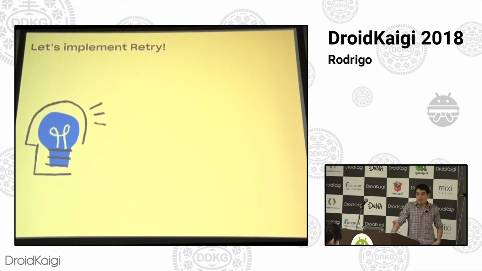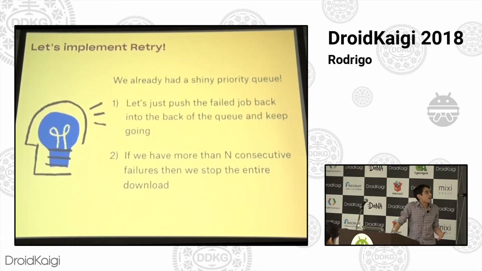OK, so let's implement retry. Well, we already have a shiny priority queue, right? So the only thing that we need to do is push the failed job back to the queue and keep going, right? So you have your 10,000 jobs that you're executing, and if one failed, just push it back to the queue, and let's try. If I get more than 3 consecutive failures, then we say, OK, we actually are out of network, so let's just fail the entire synchronization. So this was super easy, right? With the original architecture it would have been very, very hard. But with the new architecture, it's very easy because it's just another job. So you just push it back to the queue.